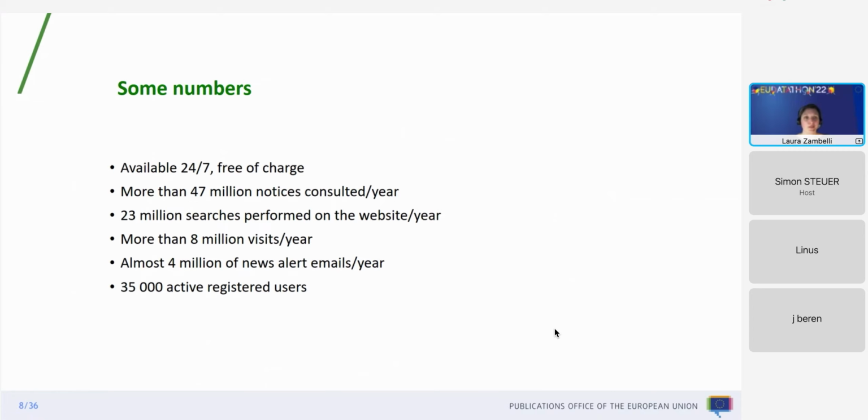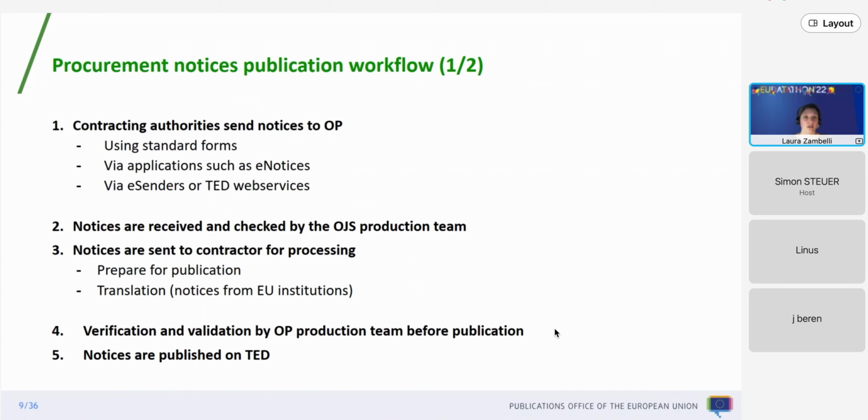Let's see some numbers together. TED is available 24/7, free of charge, and more than 47 million notices are consulted each year, which means that 23 million searches are performed on the website every year, resulting in more than 8 million visits. There are almost 4 million news alert emails set up each year, and we have 35,000 active registered users.